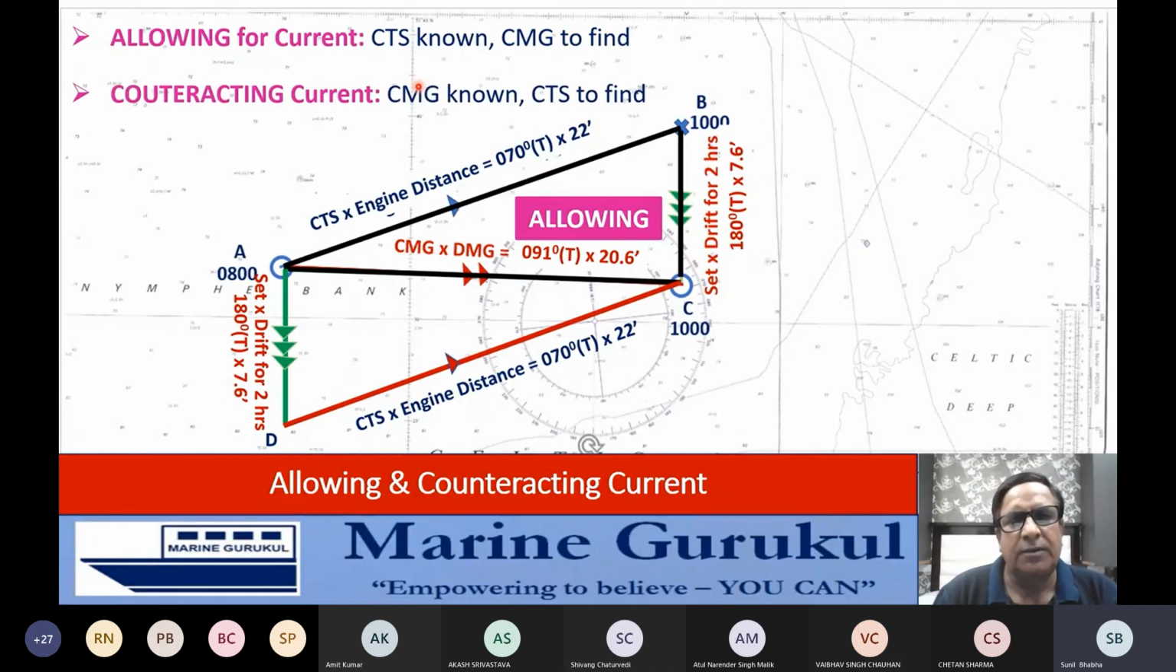The other thing could be that we are given the CMG and we need to find the CTS. In such a scenario, we call it counteracting current. And when we have to counteract the current, the triangle shall be drawn as the triangle in the lower half of the parallelogram. When the CMG track is given, the current will be drawn at the starting point of the CMG line, and the triangle will be completed as in the lower half of the parallelogram. So this is the difference in how the triangles are completed: one for the allowing situation, the other for the counteracting situation.